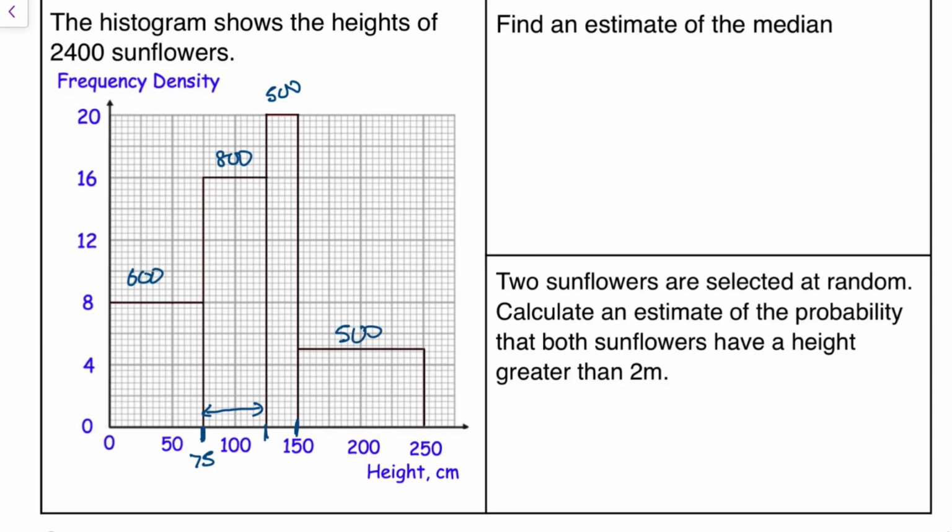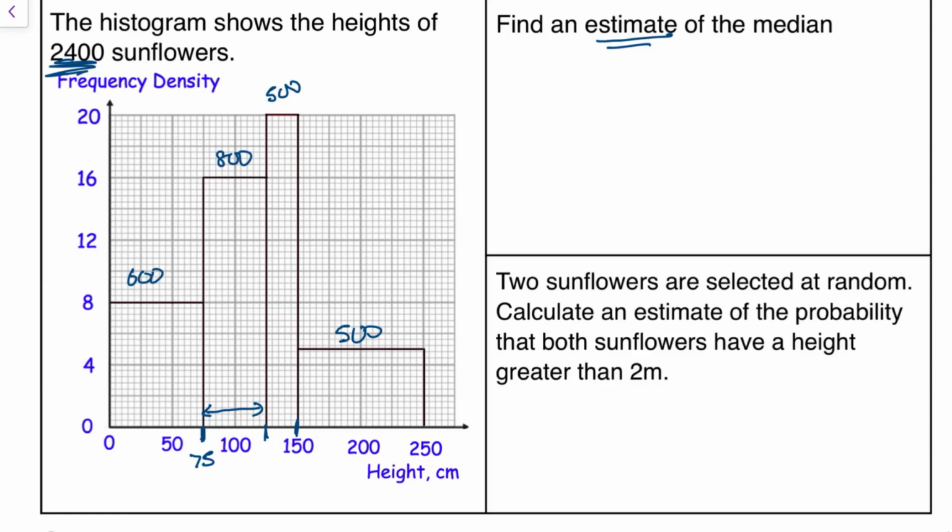Now, if I add all these numbers up, so 600 plus 800 plus 500 plus 500, I do indeed get 2,400, which is the number I'm looking for, which basically was a really long way of saying the scale is correct. I'm happy with the scale. Now, if this is your first video you've watched, there was a question only about 3 or 4 days ago where the scale was not correct. So do be careful of just assuming things are true. Anyway, to the actual question, I haven't started the question yet. Find an estimate of the median.